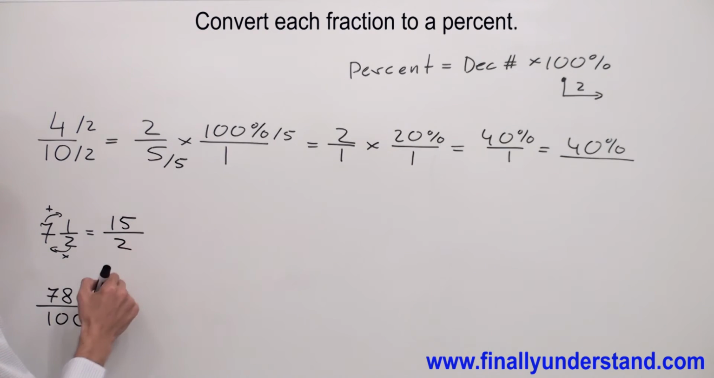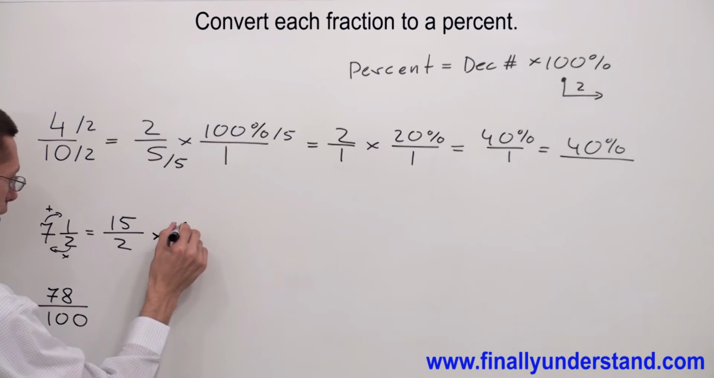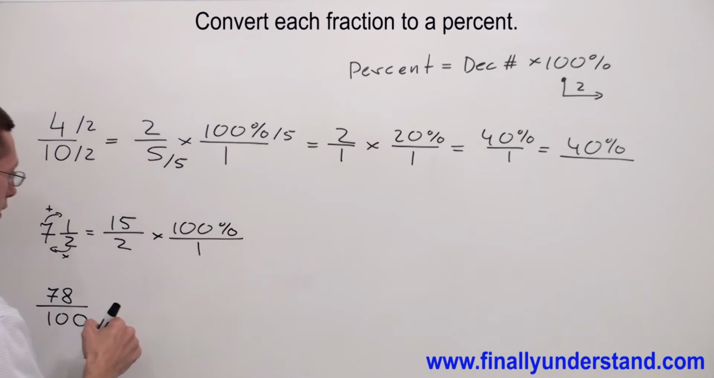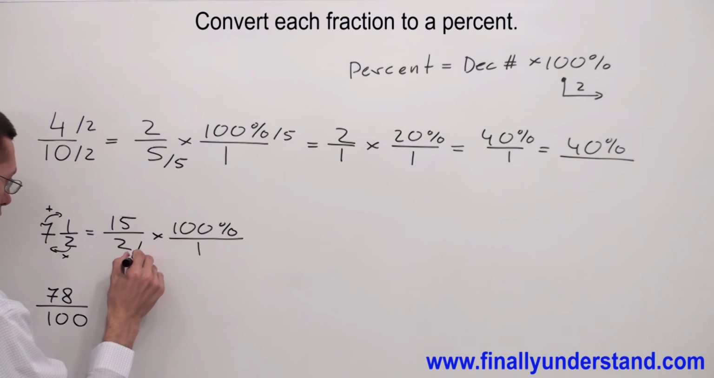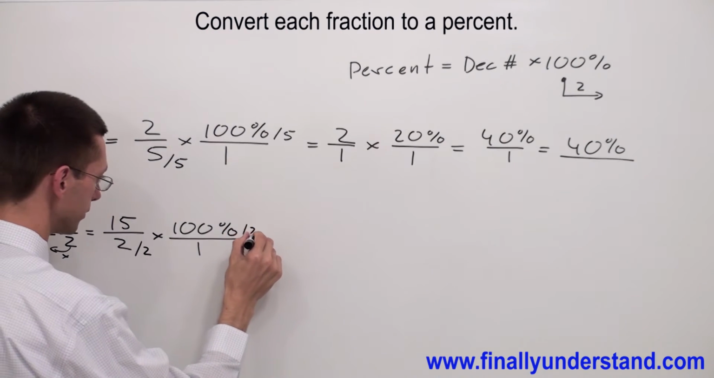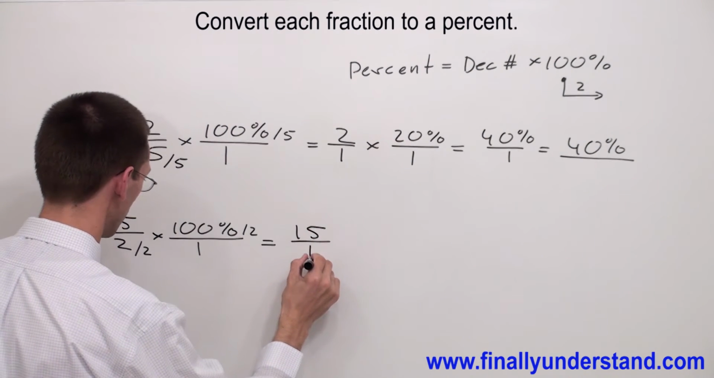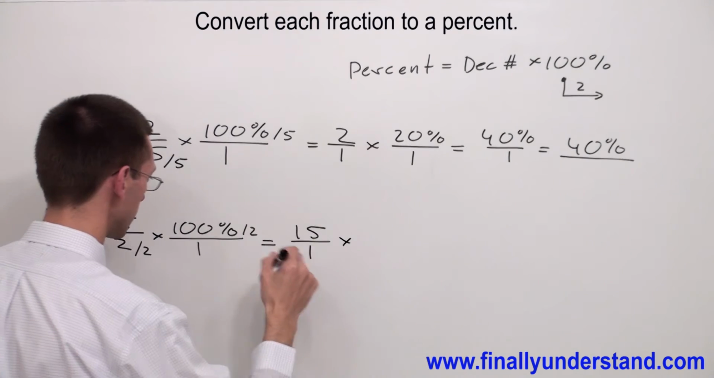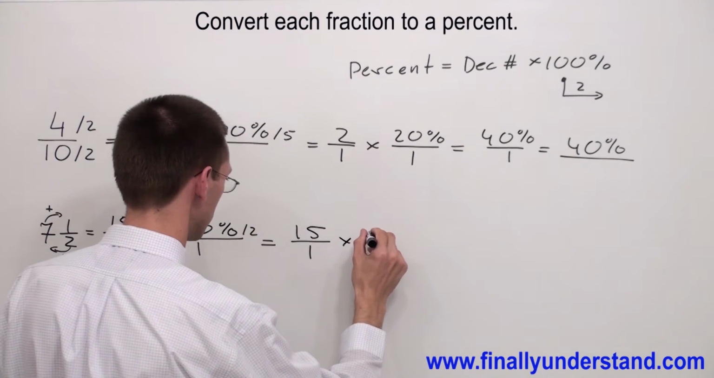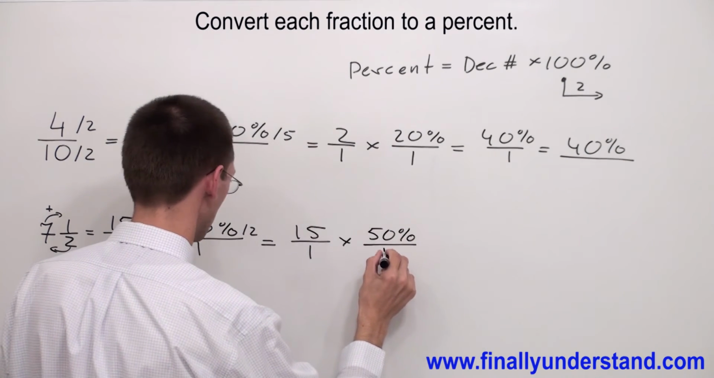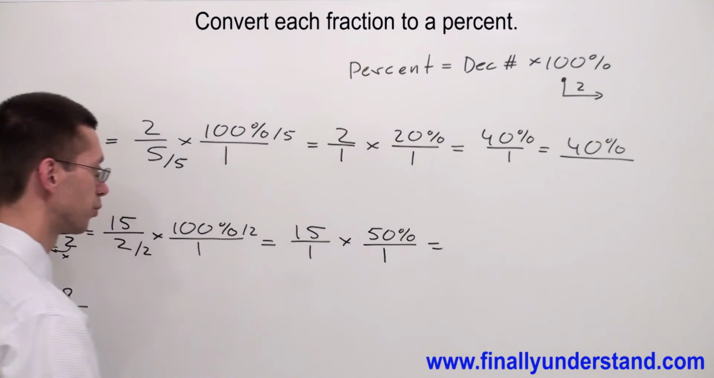15 over 2. Again, anytime I want to convert a fraction to a percent, I have to multiply that fraction by 100%. So I'm going to write 100% over 1. Check if I can reduce any numerator with any denominator. 2 and 100, both of them are divisible by 2. That's why I'm going to have 15 over 1 times, in this case, 50% over 1. Now I can perform the multiplication.